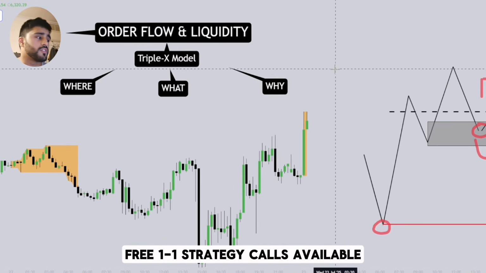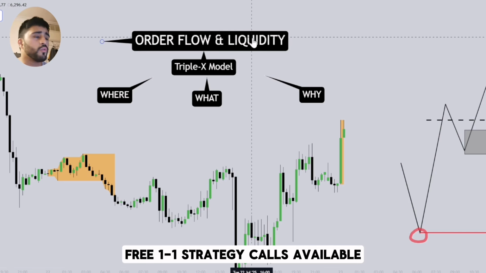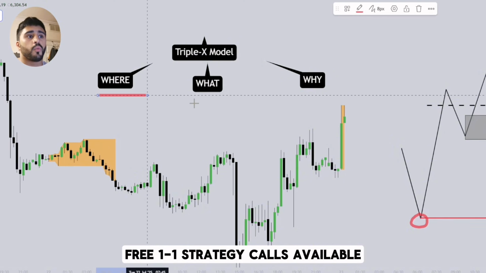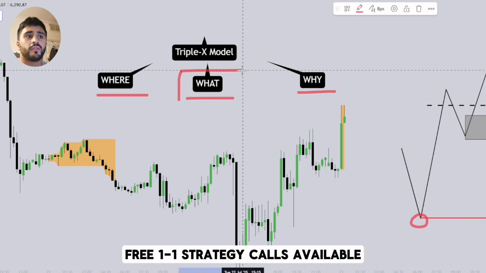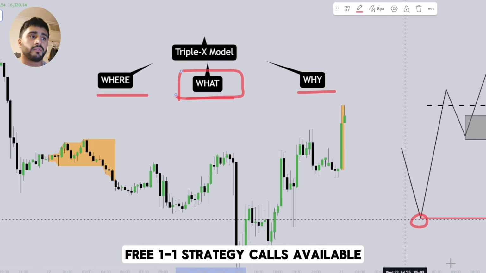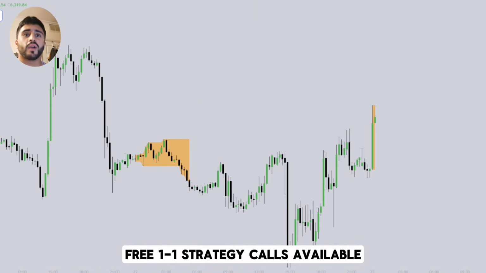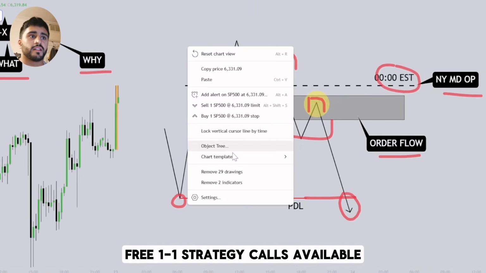If we just go over to the charts now, we're going to take this into a trade scenario, right? So order flow and liquidity is what we're going to be going over. We're going to be going over what I call the triple X model. The triple X model, once again, is where you're trading from, what you're looking for, and why you're looking for it. We're going to pay very, very close attention to this second one over here. What are you looking for? When I place a trade, it's very simple. You need to know what you're looking for. This entry model over here, we're going to be coming back to in a lot of detail.